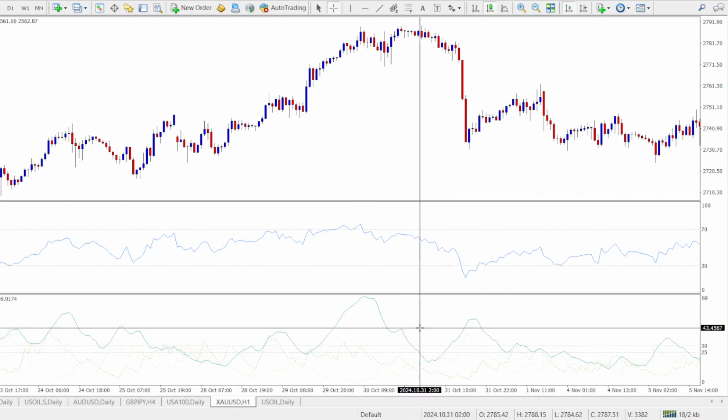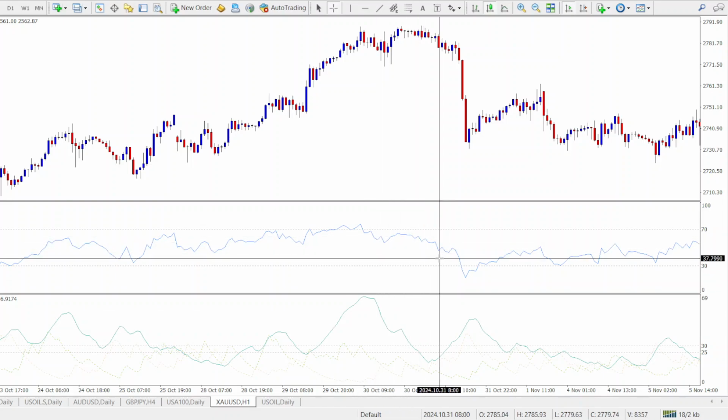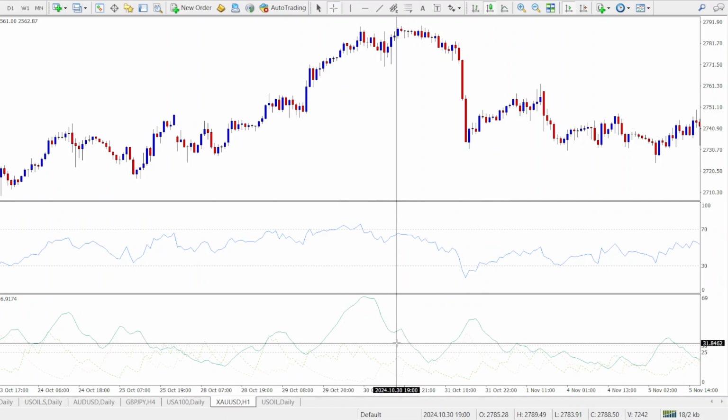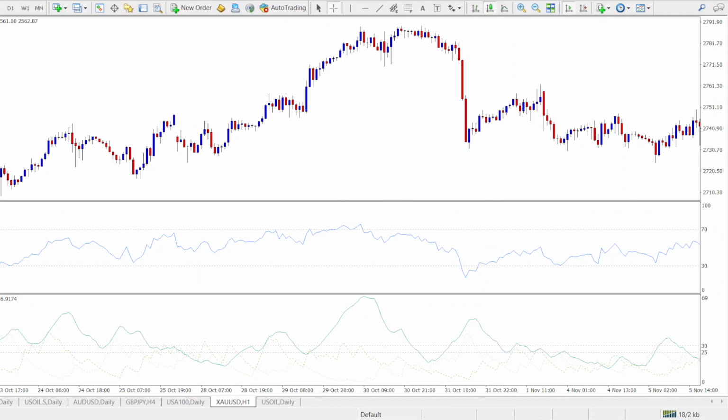So the ADX is like a confirmation indicator. The RSI gives you the signal, the ADX confirms it for you. All right. So that is how to combine both of them. That is how to use both of them to trade.